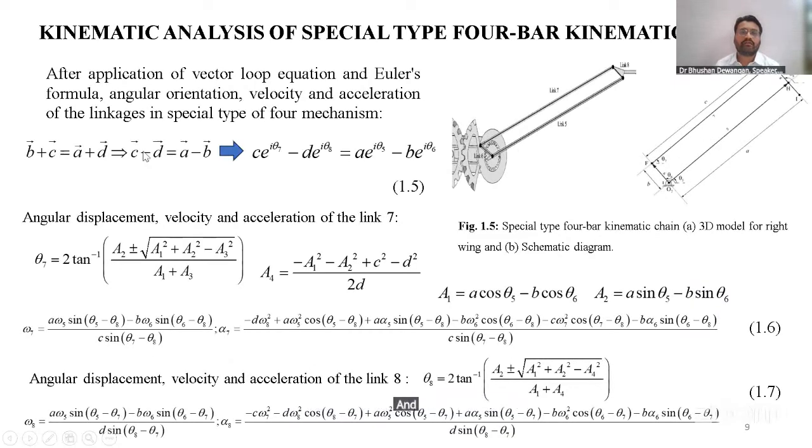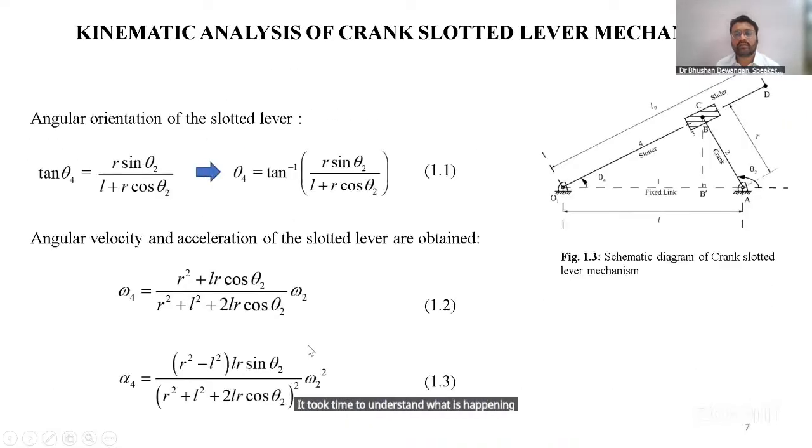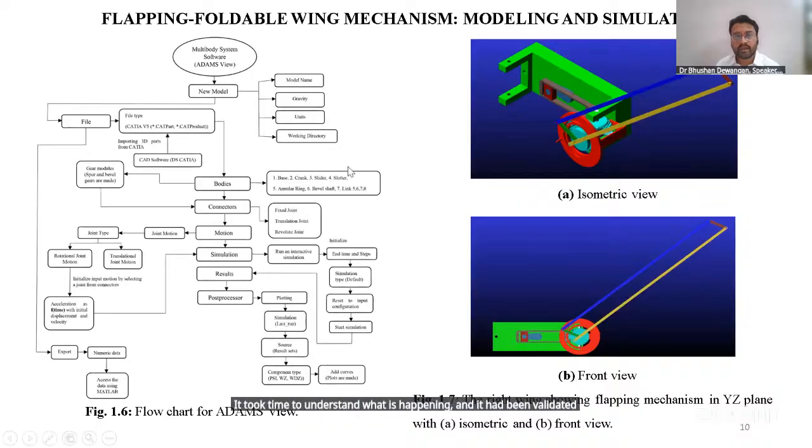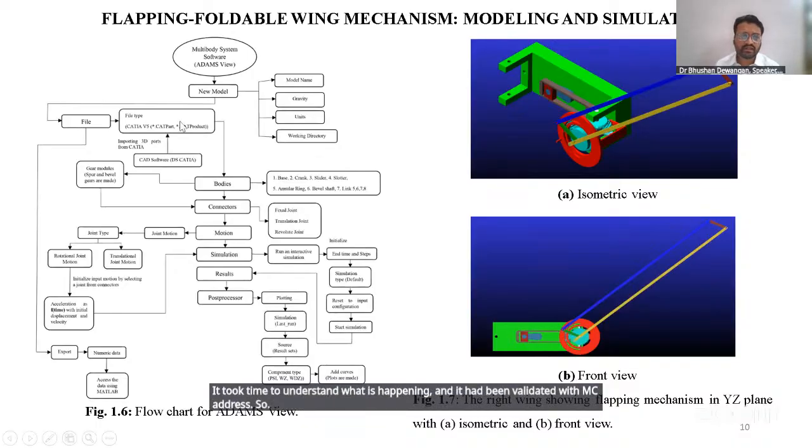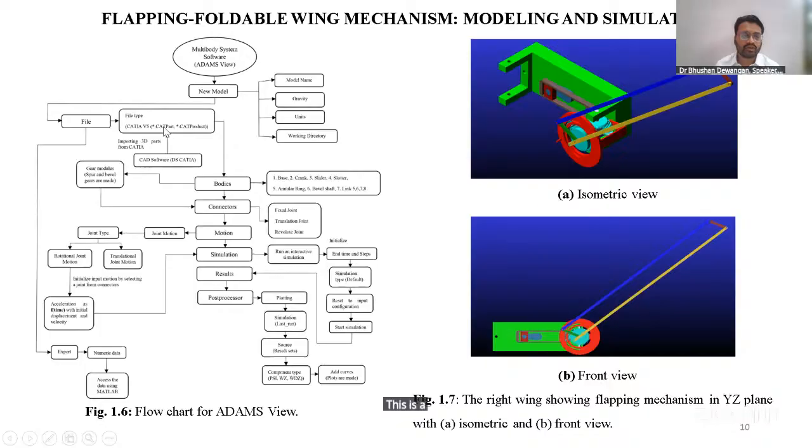And we have done the kinematic analysis of a special type of 4-bar mechanism. Similarly, we found the whole bunch of equations, and it took time to understand what is happening, and it has been validated with MSC Adams. So this is the structure we have followed in order to do the simulation in Adams.